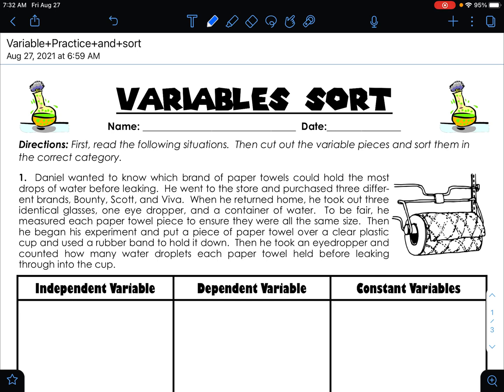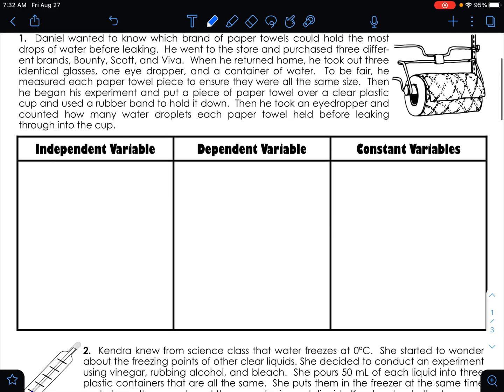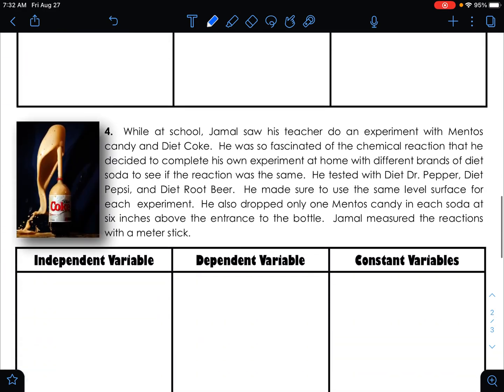Then he began his experiment and put a piece of paper towel over a clear plastic cup and used a rubber band to hold it down. Then he took an eyedropper and counted how many water droplets each paper towel held before leaking through the cup. All right, so we are going to take a look at finding the independent variable, dependent variable, and then the controls. All right, so we are going to start by picking the independent variable.